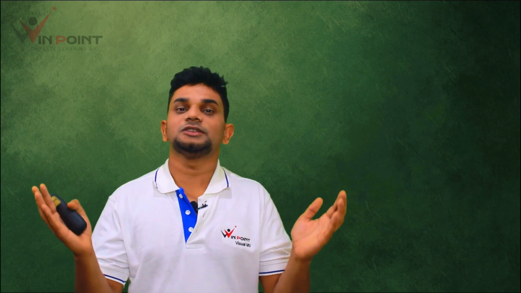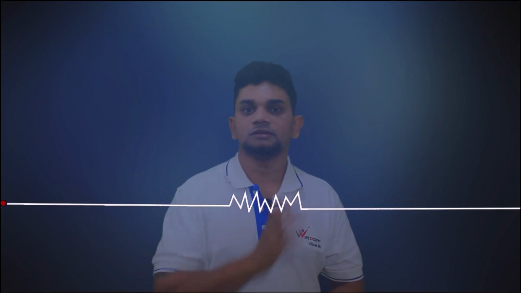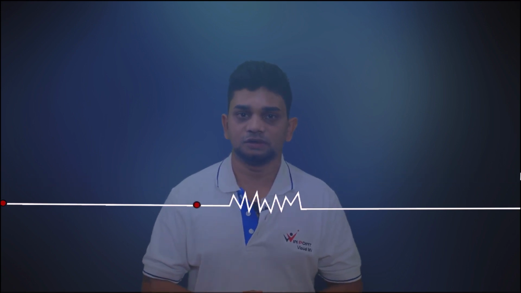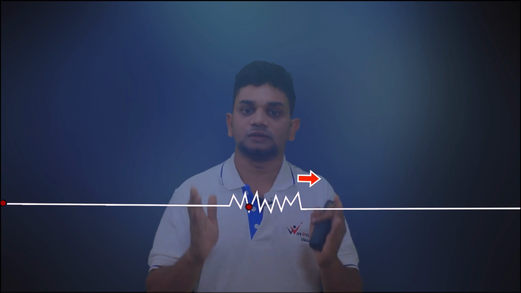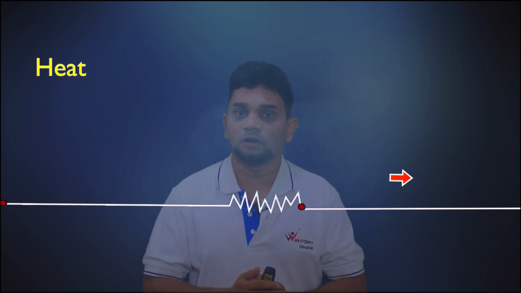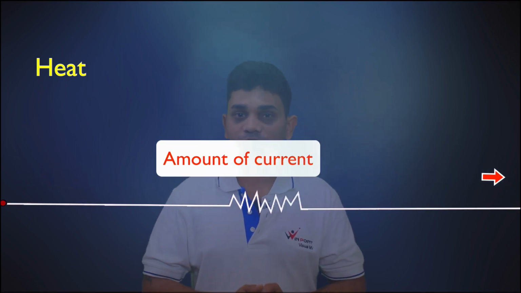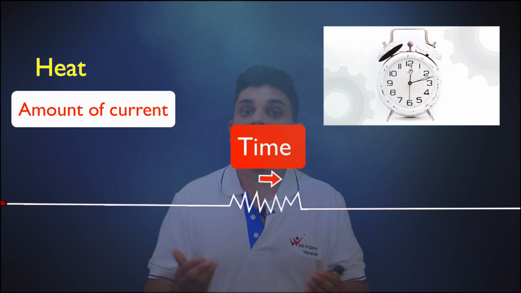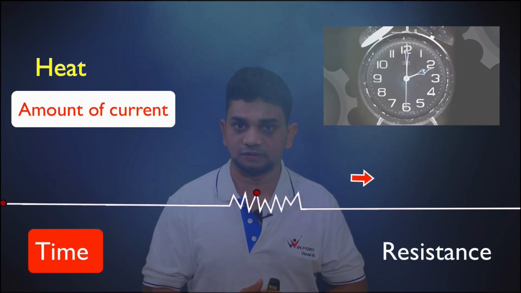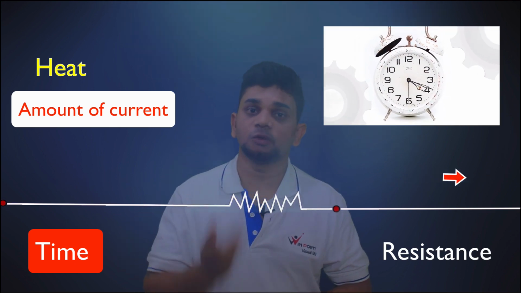When electricity is passing through a conductor, there will be production of heat. Joule's law. Here there is a conductor, a resistor, and electricity is passing through this resistor. There will be production of heat, and the amount of heat will depend on the resistance of the conductor, the time duration, and the amount of current passing through the conductor.